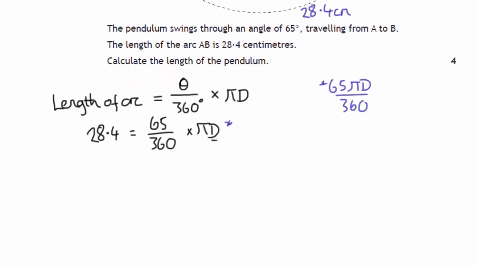Now what we want to do is rearrange the subject of the formula so we actually have it in d, and then we can work out what d is. So first of all, we'll times this side by the 360 to get rid of this 360. So remember, this is the exact same format as this. So what we end up having is 28.4 times 360, and that is going to equal 65 times your pi d.